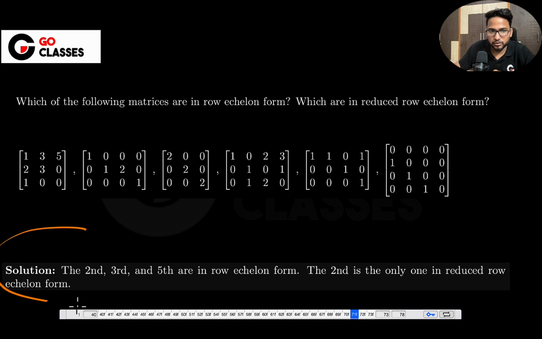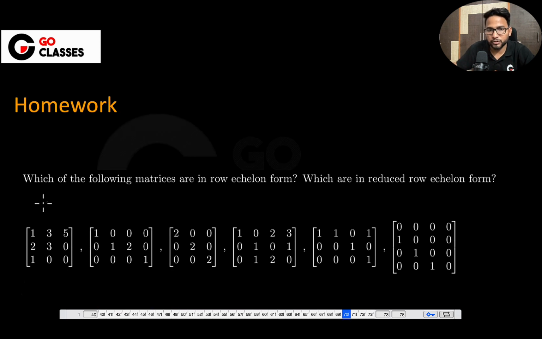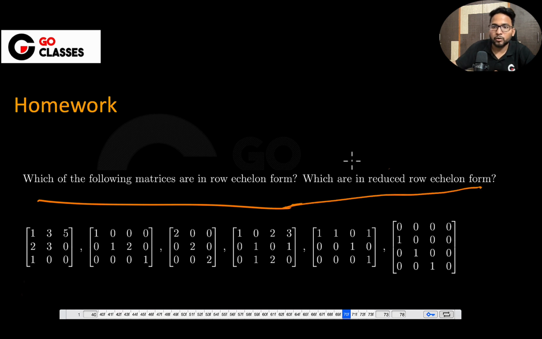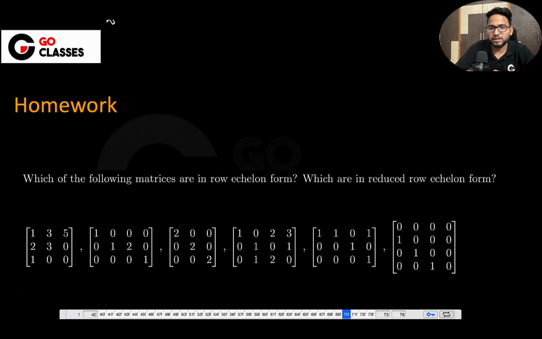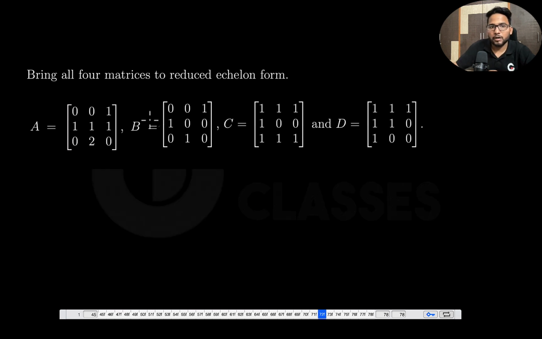Okay, so this is the solution of the homework question that I just showed you. So you can do this question, which is saying which of the following matrices are in the row echelon form, which of the following are in the row reduced echelon form. So you can do this easy question as homework. The solution is on the next page. Now let's just do this question. They are saying bring all the matrices to the reduced echelon form. So let's just do this.